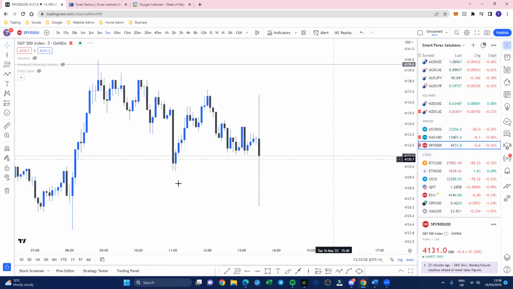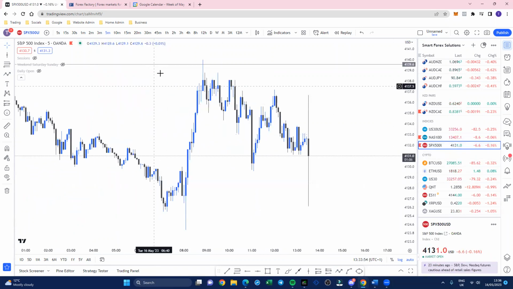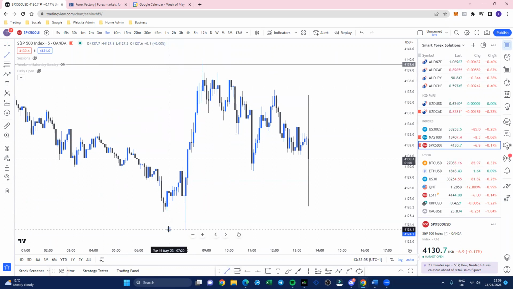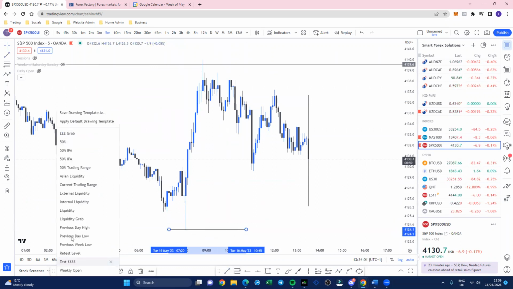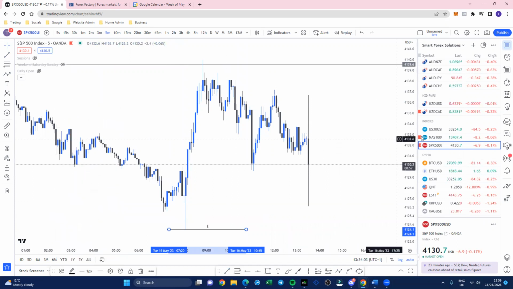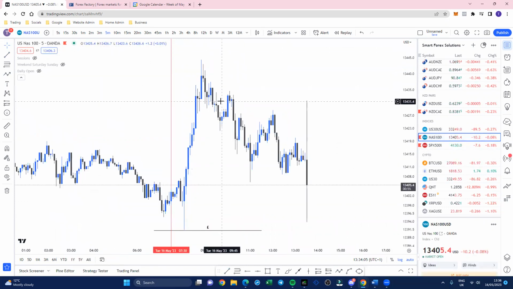I prefer it at the moment to US 500, but it's the same thing. There is liquidity there, so we'll see what happens with it. What I like about NAS is that we swept above the previous daily high. So that's kind of what my thinking is at the moment, guys.